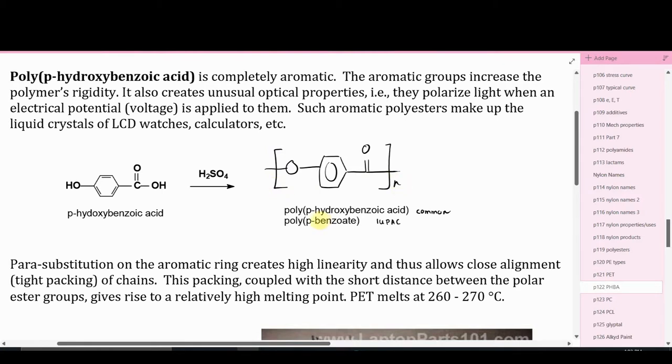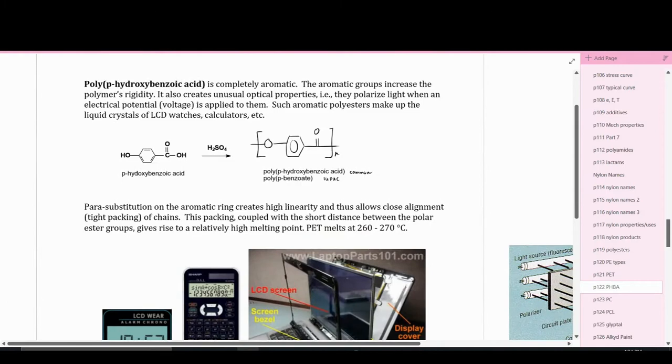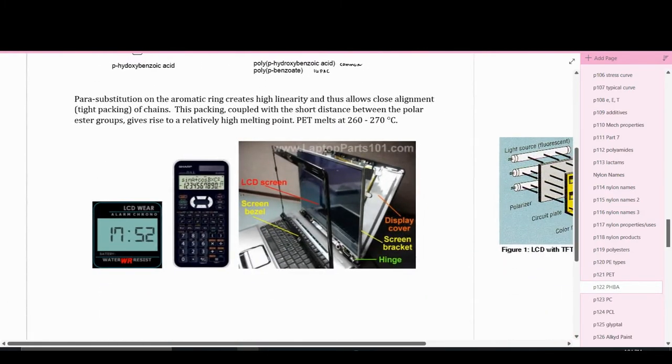And that's polyparahydroxybenzoic acid, or polyparabenzoate in IUPAC. I chose to show this one because it's just so simple, and it's a unique material. It has unusual optical properties. It polarizes light when an electrical potential, that is a voltage, is applied, and they're used to make up the liquid crystal displays of watches and calculators. So here we see some examples of that. So something that's quite familiar to us.